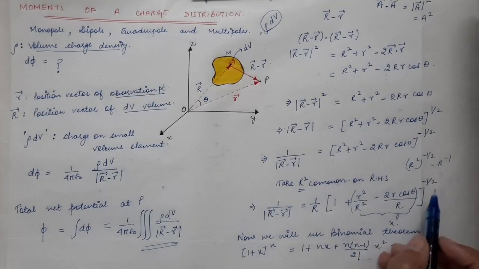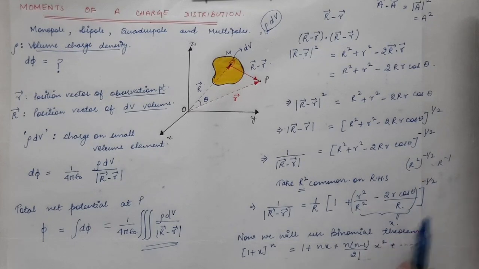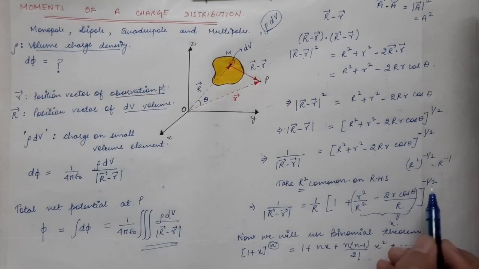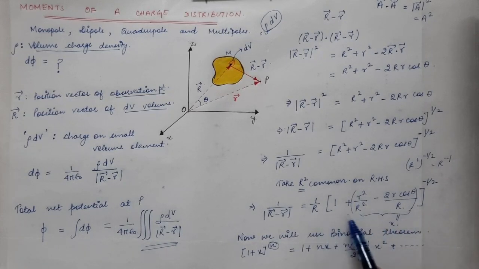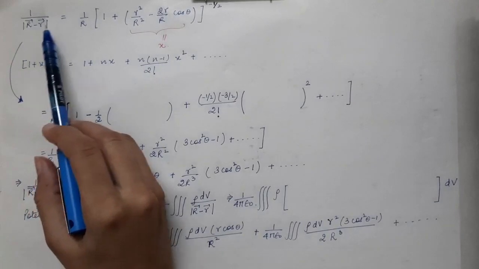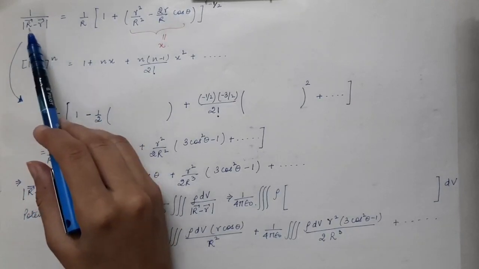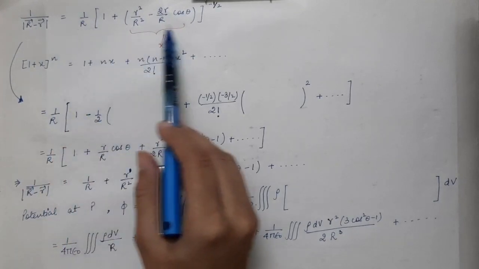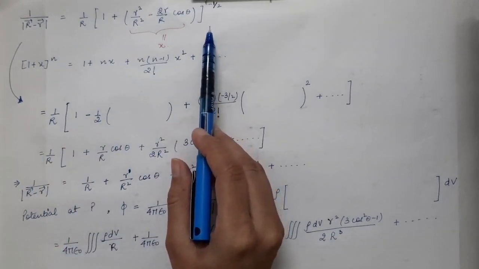And n over here is equal to minus 1 by 2. Now the next step will be, we have to simplify this right hand side using the binomial expansion. So we got 1 divided by magnitude of capital R vector minus small r vector. It came out to be equal to this expression. That was our last step.